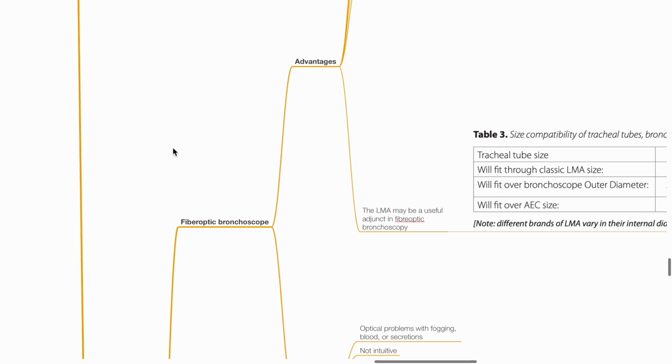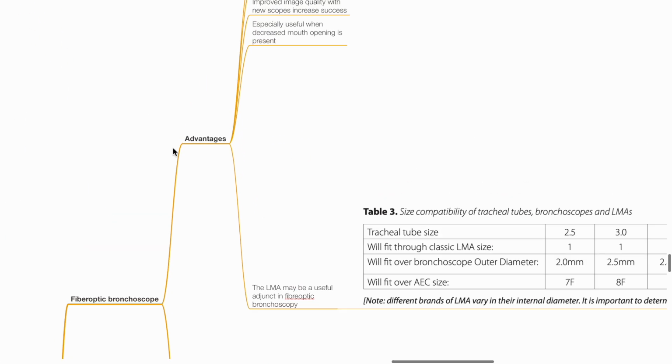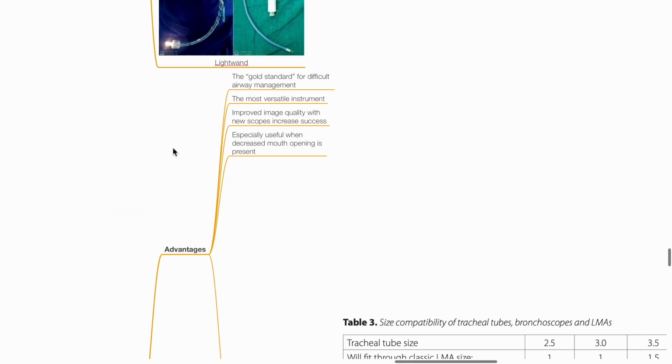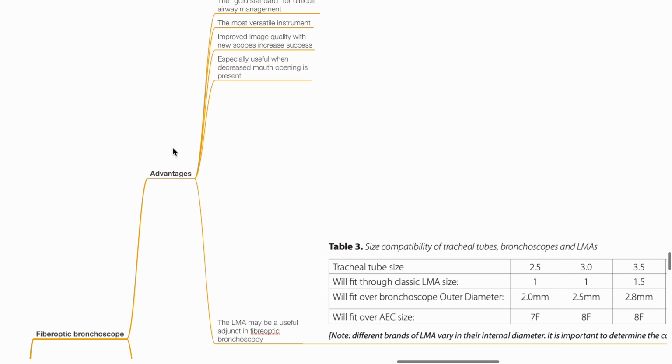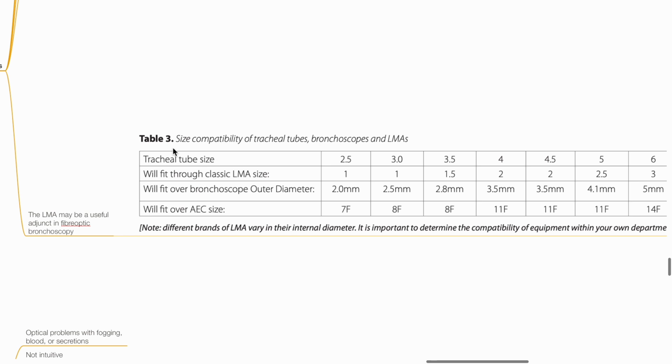Regarding advantages and disadvantages of the fiber optic bronchoscope. Advantages include it is the gold standard for difficult airway management. It is the most versatile instrument. There is improved image quality with new scopes, increasing success rate. It is especially useful when decreased mouth opening is present. The LMA may be a useful adjunct in fiber optic bronchoscopy.